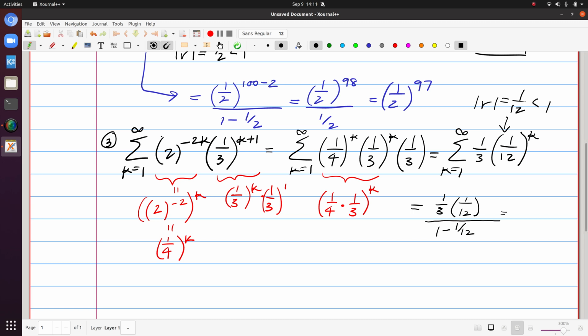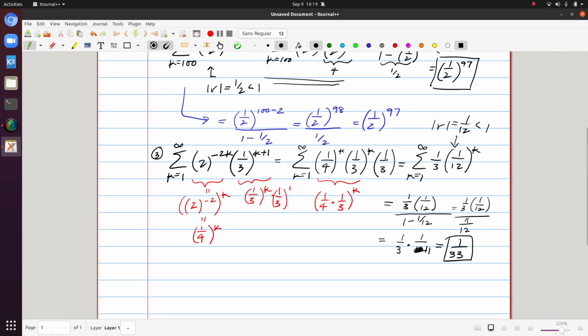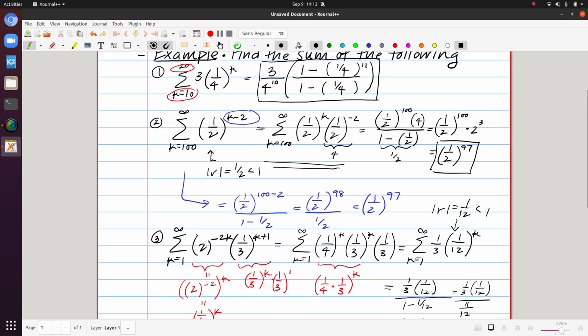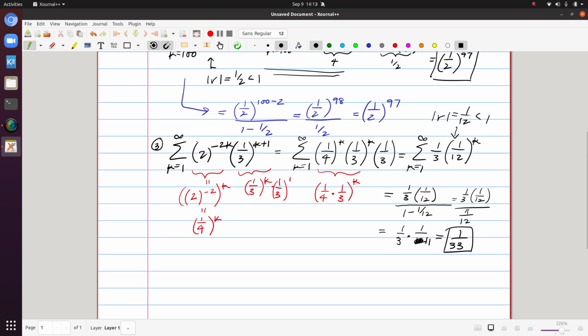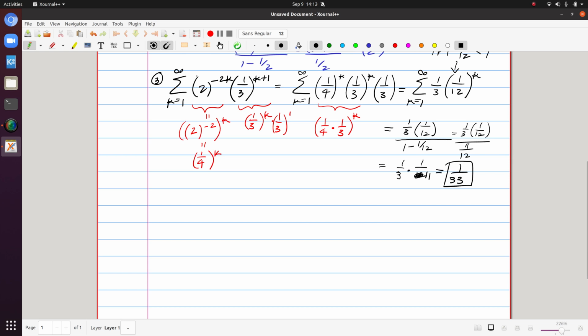And here we have 1/3 times 1/12 over 11/12. And we can simplify that to 1/3 times 1/11th, or 1 over 33. So we can see that we want to be on the lookout for things that we believe are geometric, and part of our task is to figure out what r is, and it might not be immediately obvious. We might have to do some manipulation of the terms before we can get to that point.